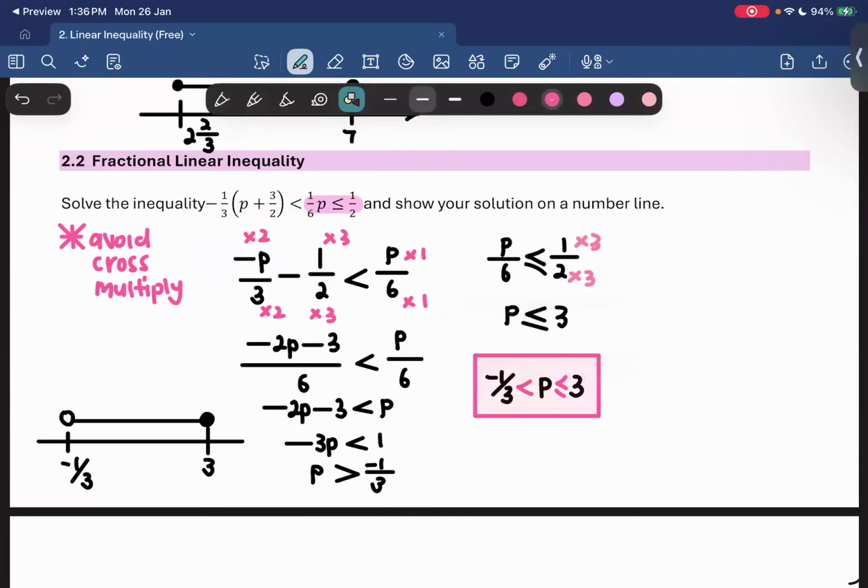Okay, so things to take note. Check carefully whether you need to flip the sign or not. That's the first thing. Second thing is, got fraction, try not to cross multiply. In fact, don't ever cross multiply. Okay, then you will never get these kind of questions wrong already.